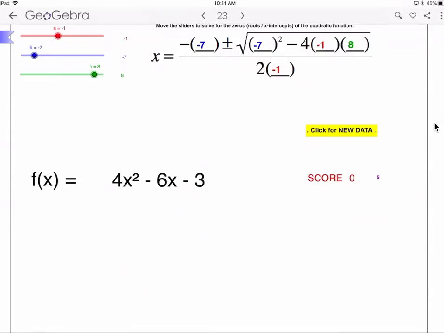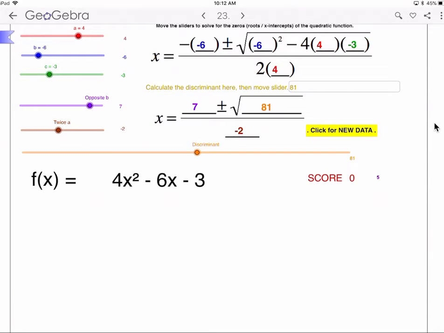What we have here is a GeoGebra scored app on how to go through the steps using the quadratic formula. So we're given a function f of x equals 4x squared minus 6x minus 3, and the first thing we have to do is move the red, blue, and green sliders to reflect the correct a, b, and c value. So I'm going to move the a value up to 4, the b value to -6, and the c value to -3.